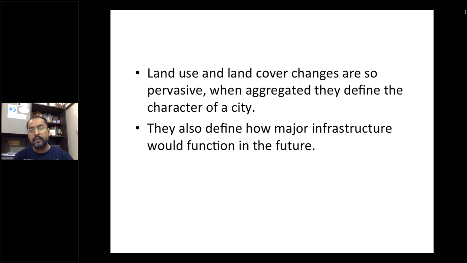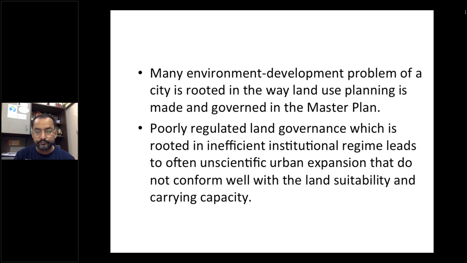They would also define how your major infrastructure, such as roads and your water supply network, sewerage network, your parks and amenities, would function in future, because you don't know the dynamics that are going to happen in times to come. There are many drivers and pressures and impacts. So your infrastructure should respond to these changing times, and it should be flexible enough to adapt and develop enough resilience for future population.